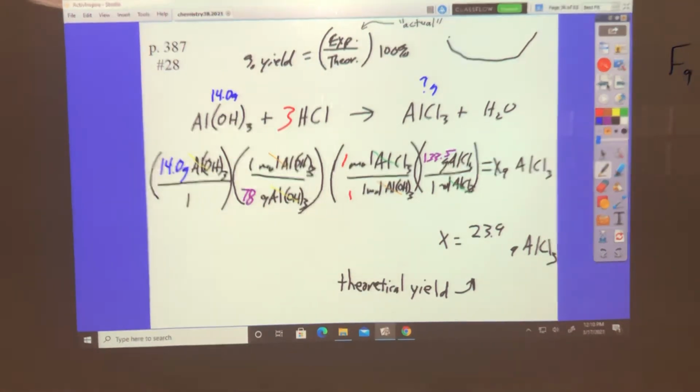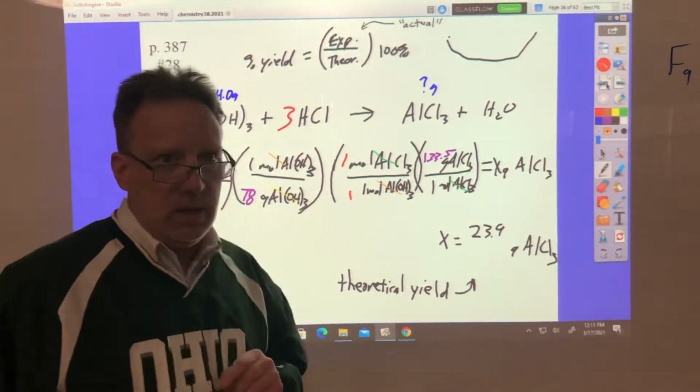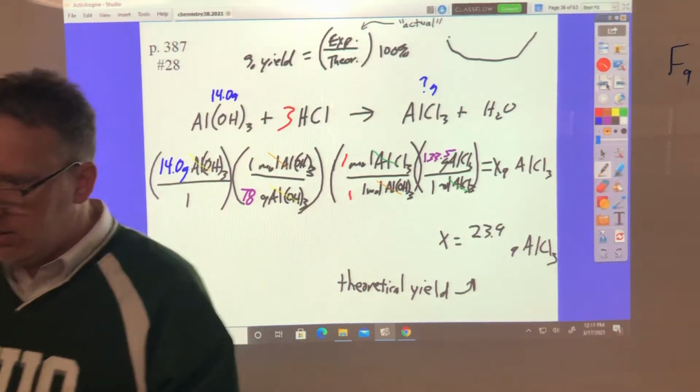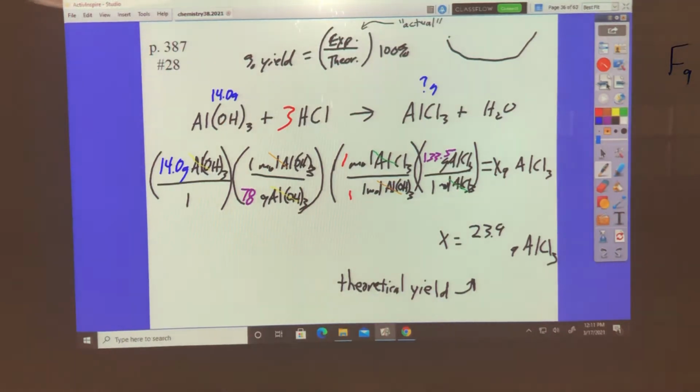On to number 29. Page 387. Zinc reacts with iodine in a synthesis reaction. I showed you this reaction earlier in the year, I'm pretty sure. It makes a real mess. We did it in the fume hood. Zn plus I2 gives you ZnI2. Determine the theoretical yield and then the percent yield.